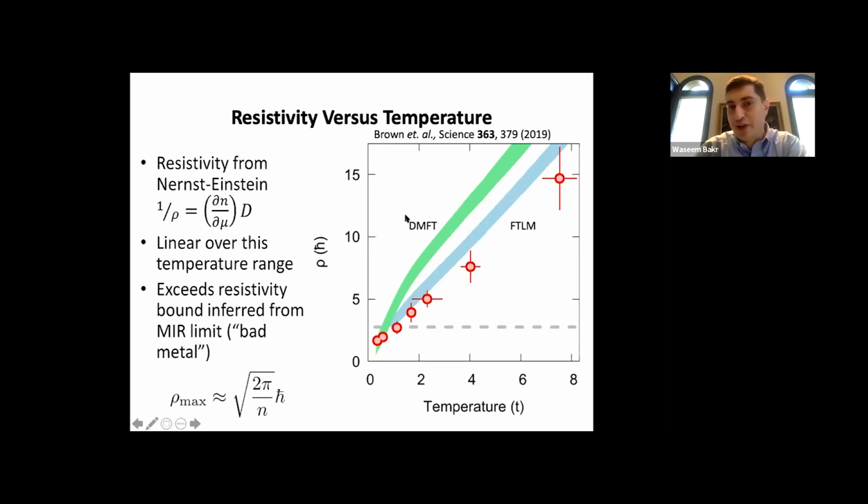Here's a more approximate theory. This is dynamical mean field theory. And this is an approximate theory that people often use in condensed matter.